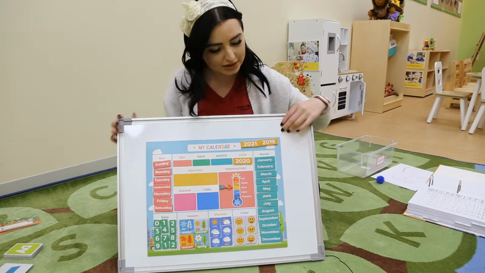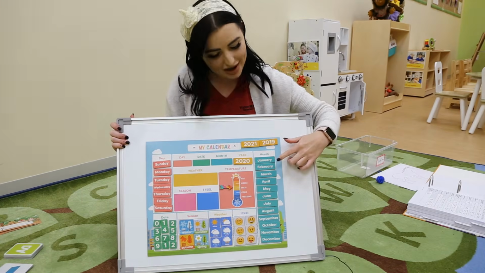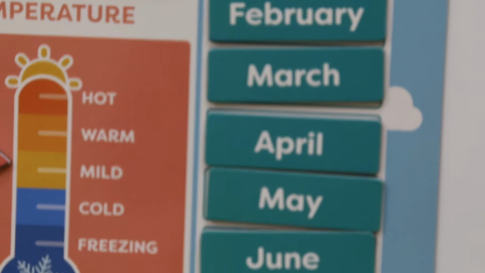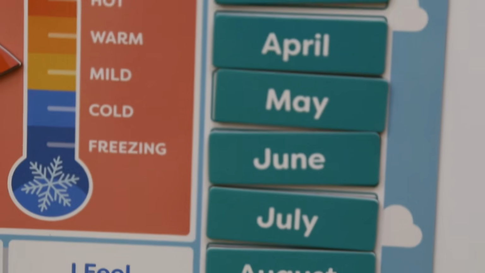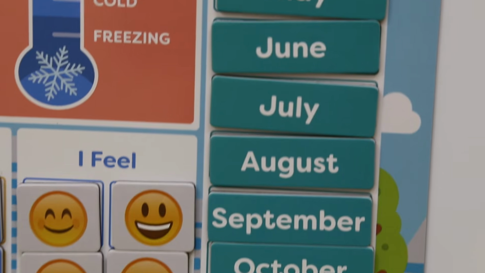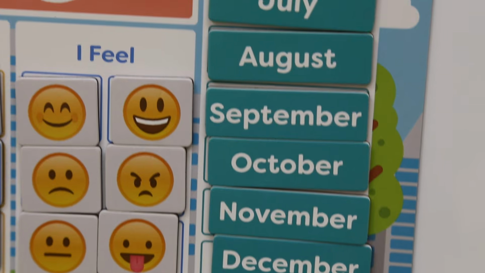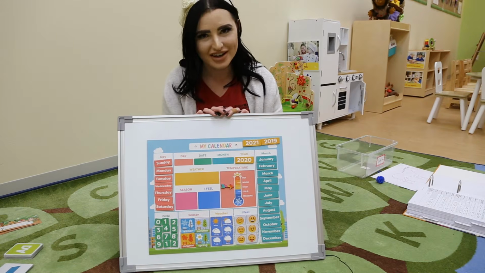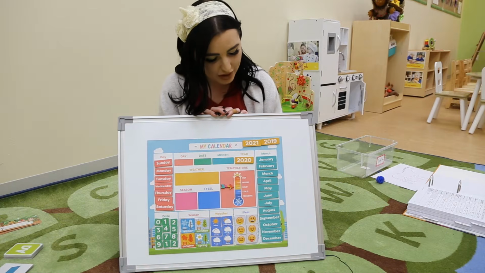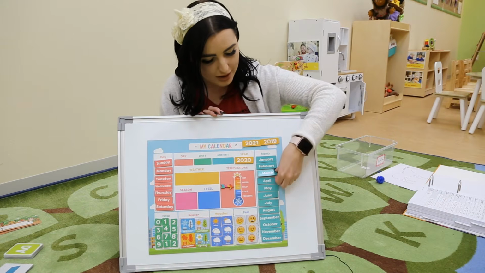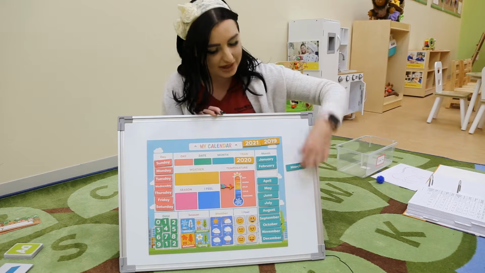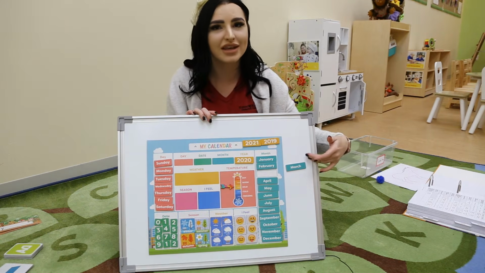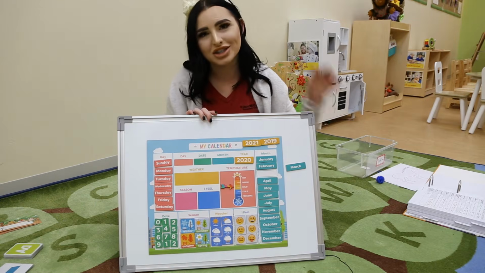So our months start with January. January, February, March, and April, May, June, July and August, September, October, November, December, months of the year. Right now we are in the month of March. So parents at home, have your children say it back to you. This month is the month of March.